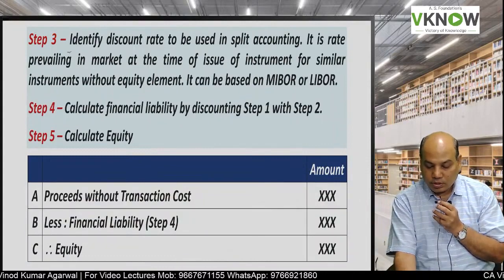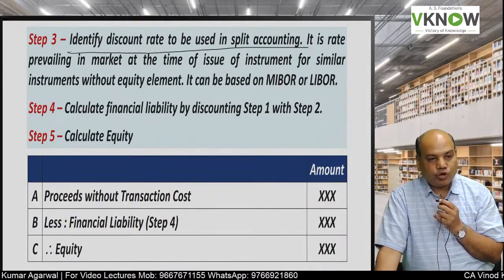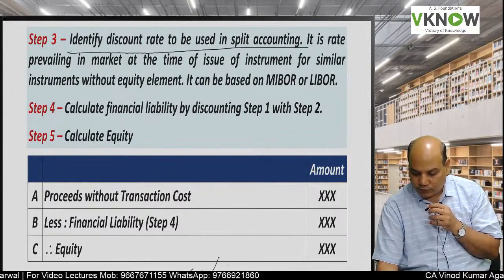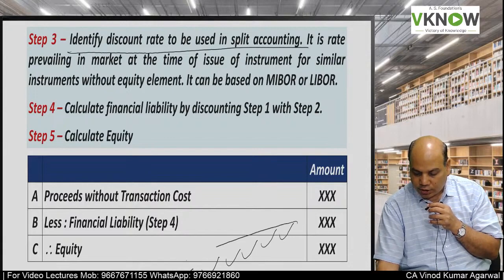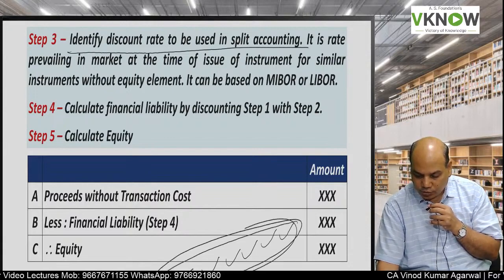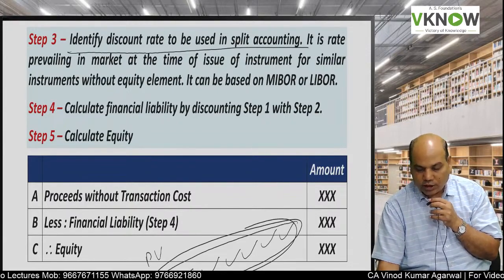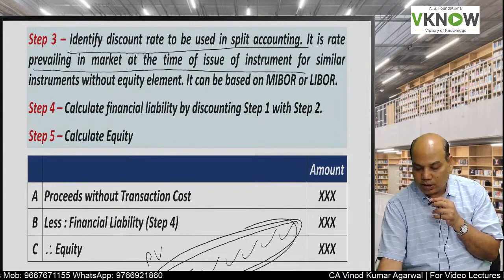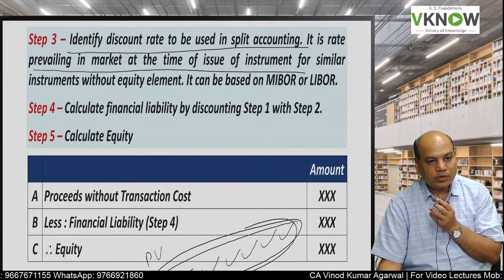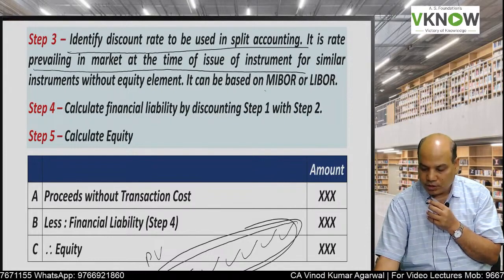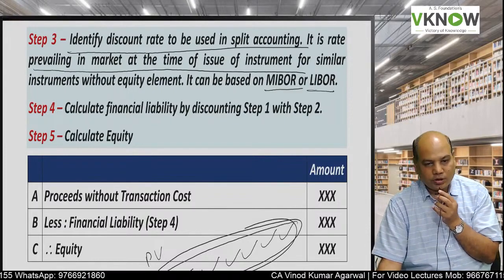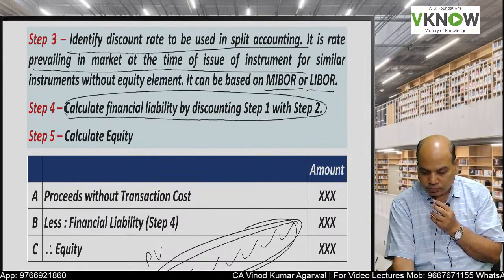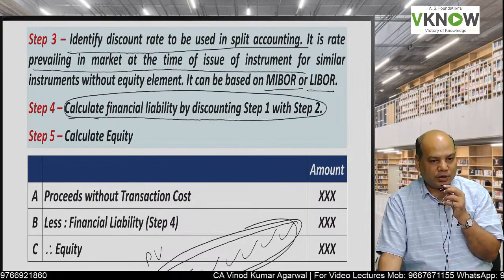Then identify the discount rate to be used in split accounting, because the cash flows will take place in future periods, I need to find out the present value to find out the liability portion. So what I'll do, I will see what is the market rate for a similar instrument. That rate will be used, which can be MIBOR, LIBOR or any such rate. The present value of the future cash flow is the financial liability.